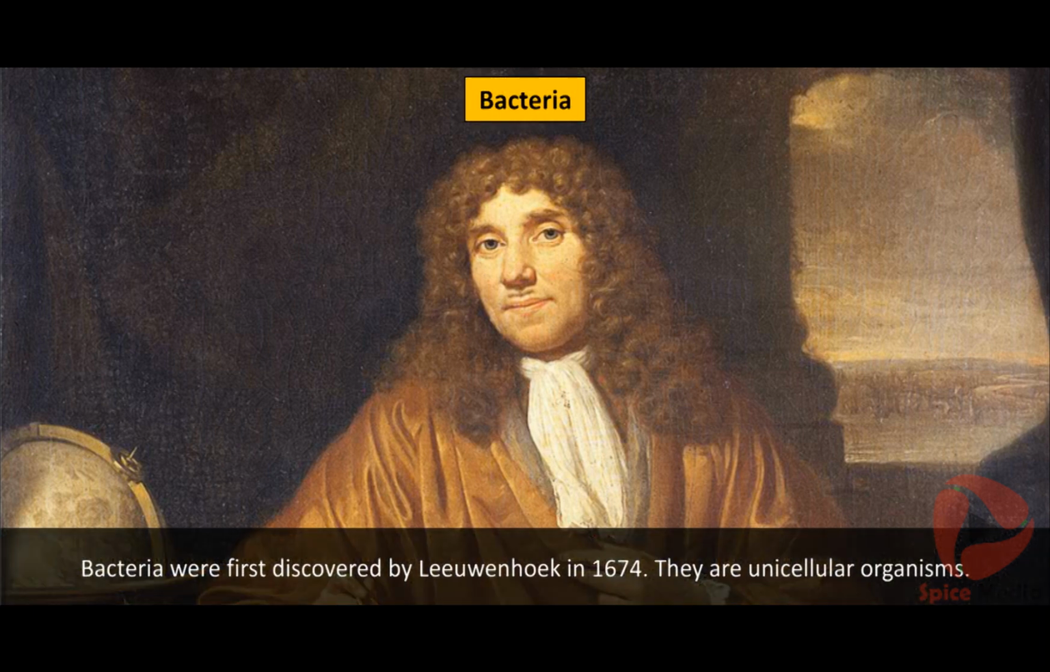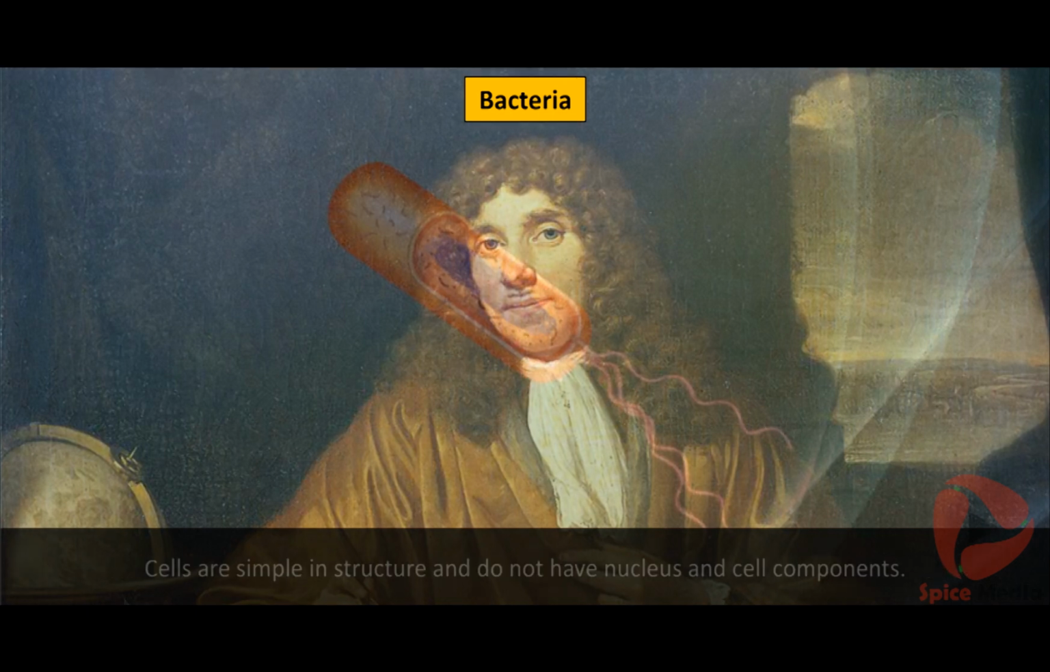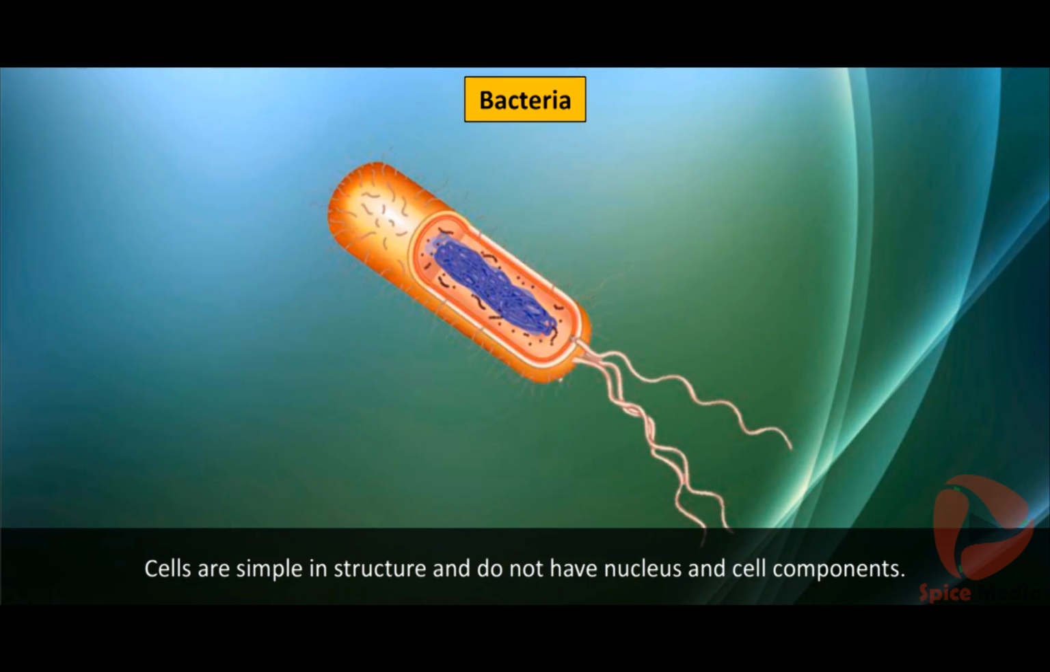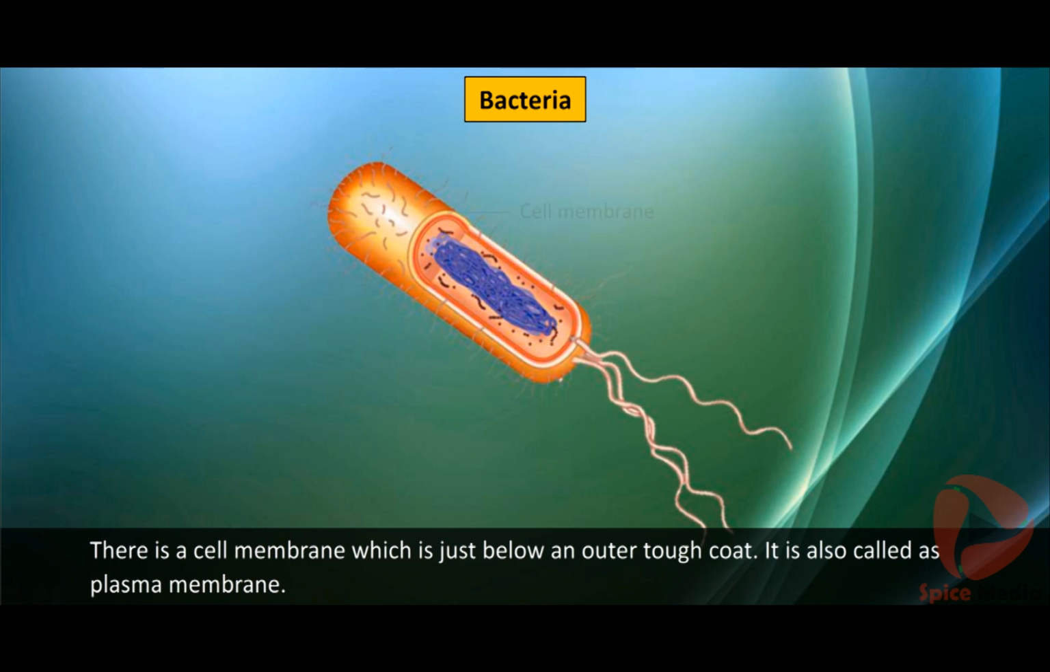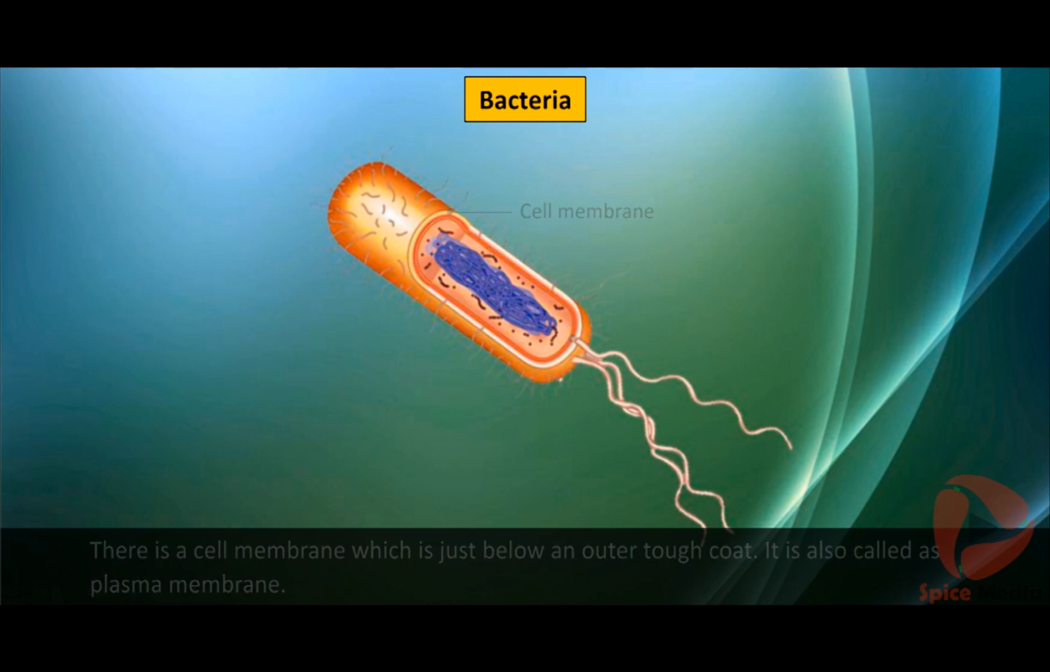Bacteria were first discovered by Leeuwenhoek in 1674. They are unicellular organisms. Cells are simple in structure and do not have nucleus and cell components. There is a cell membrane which is just below an outer tough coat. It is also called as plasma membrane.